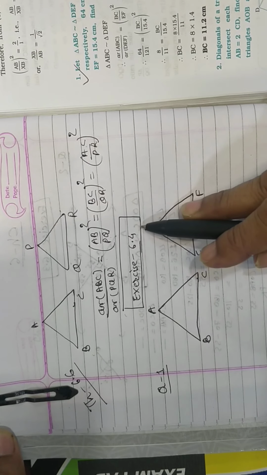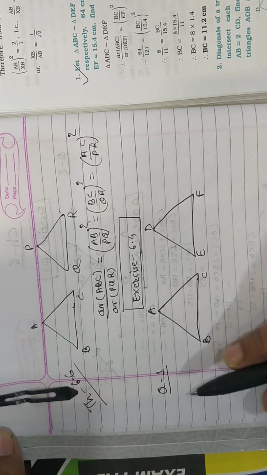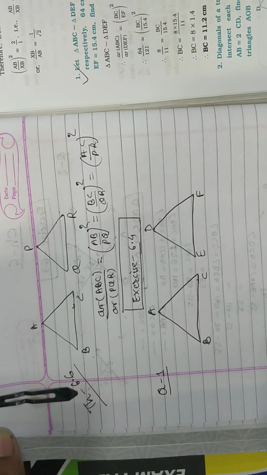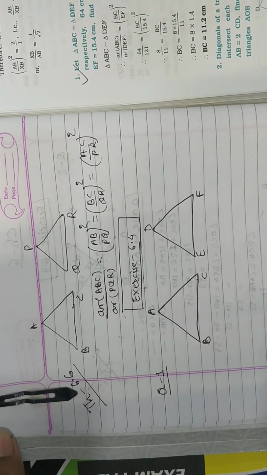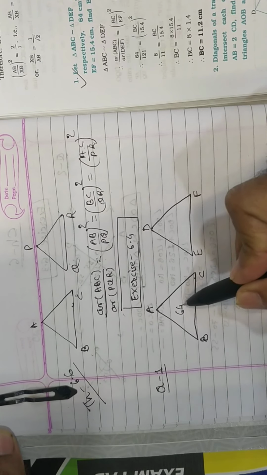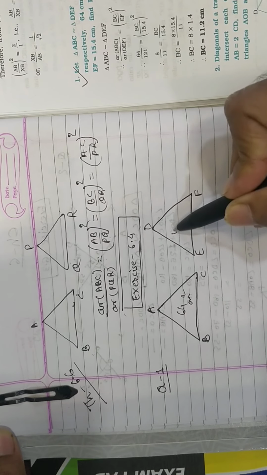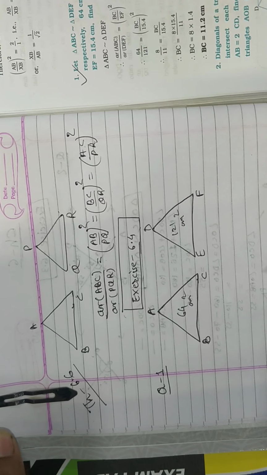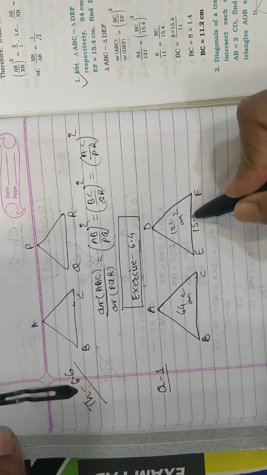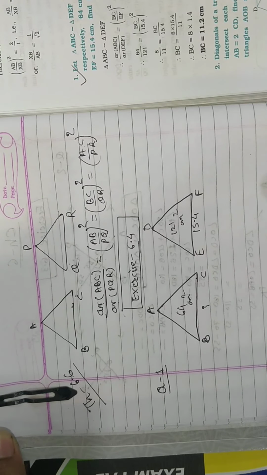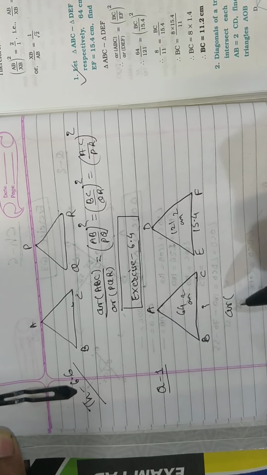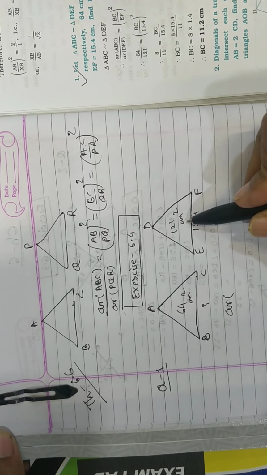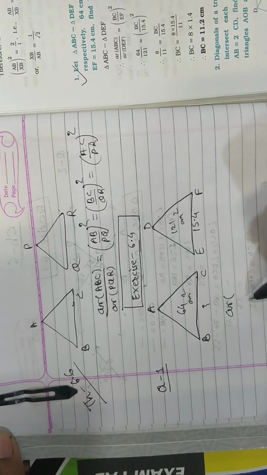Now exercise 6.4, question 1. Triangle ABC and triangle DEF are similar, as given in the question, and their areas are respectively 64 cm square and 121 cm square. The areas of these two similar triangles are given. EF is 15.4. What is the value of BC? So here two triangles are similar, which is given in the question. If it is not given, then you have to prove it before you use this formula.